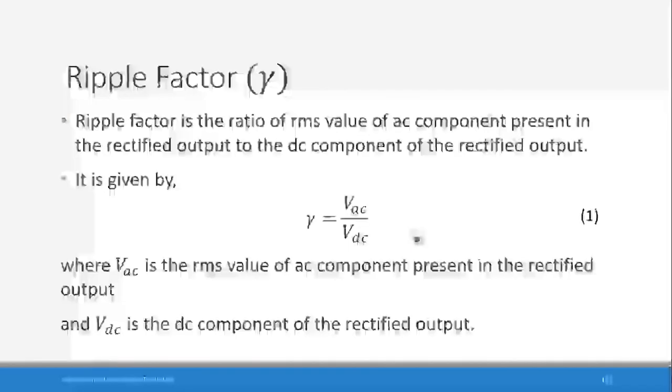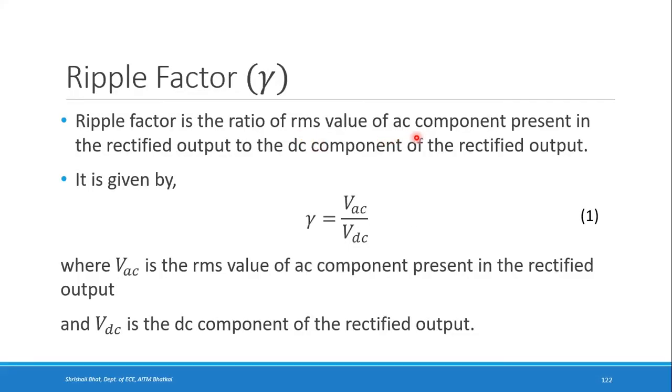So it is the ratio of the RMS value of the AC component present in the rectified output to the DC component of the rectified output. The RMS value of the AC component we can write as VAC. This VAC is the RMS value of the AC component present in the rectified output, and VDC is the DC component of the rectified output. That is the VDC, the DC output voltage. So how do you get this term?